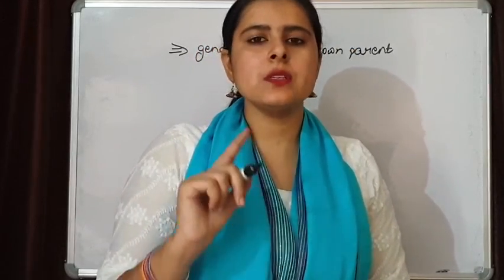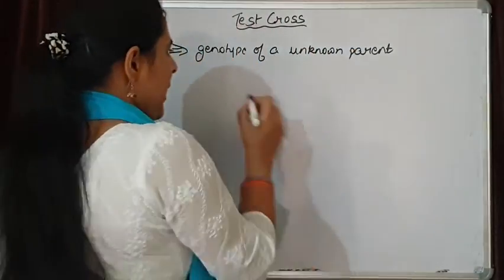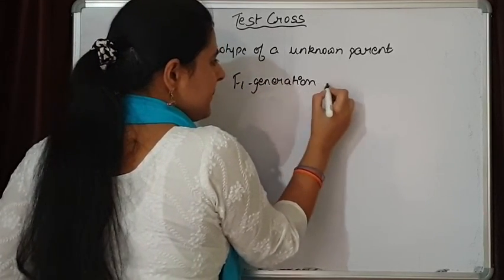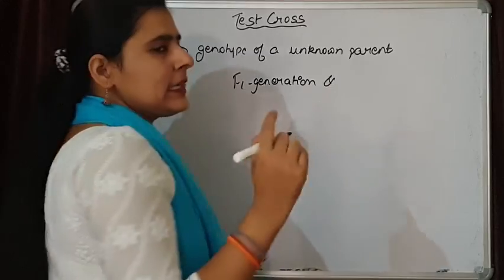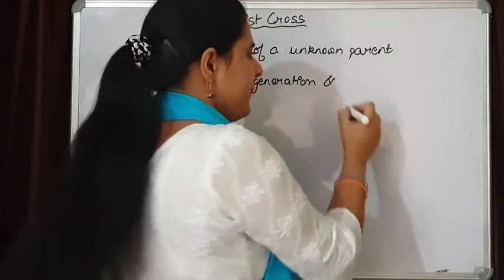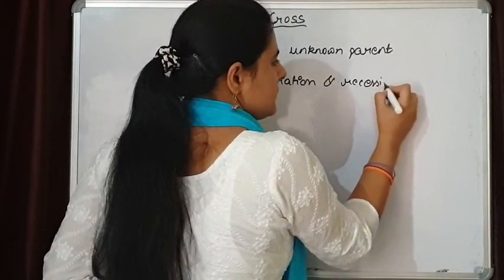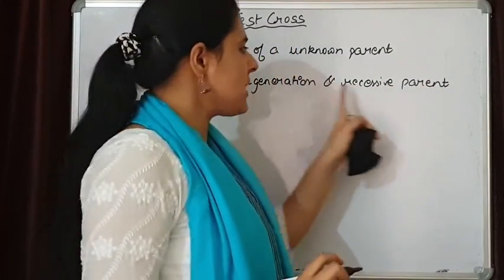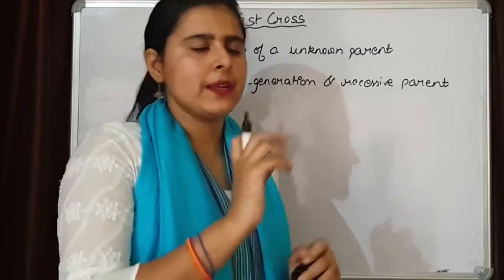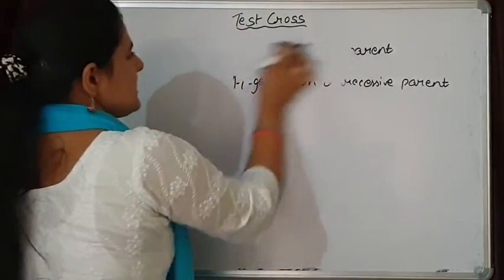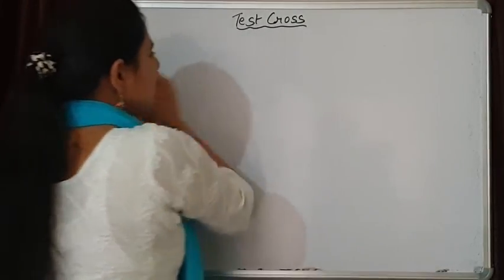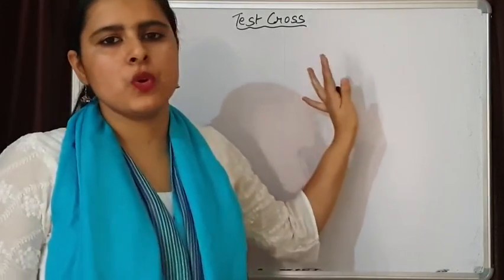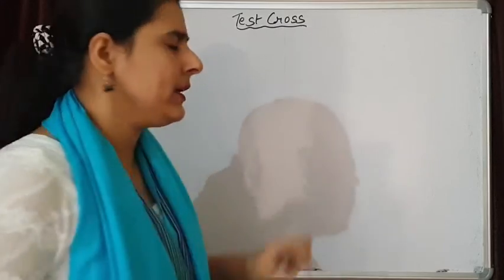And test cross is done between the members of the F1 generation and the recessive parent. So this is how test cross is done. This can be better understood with the help of an example. So let's take a simple example and understand this test cross. I am taking simply Mendel's monohybrid cross to understand this test cross.